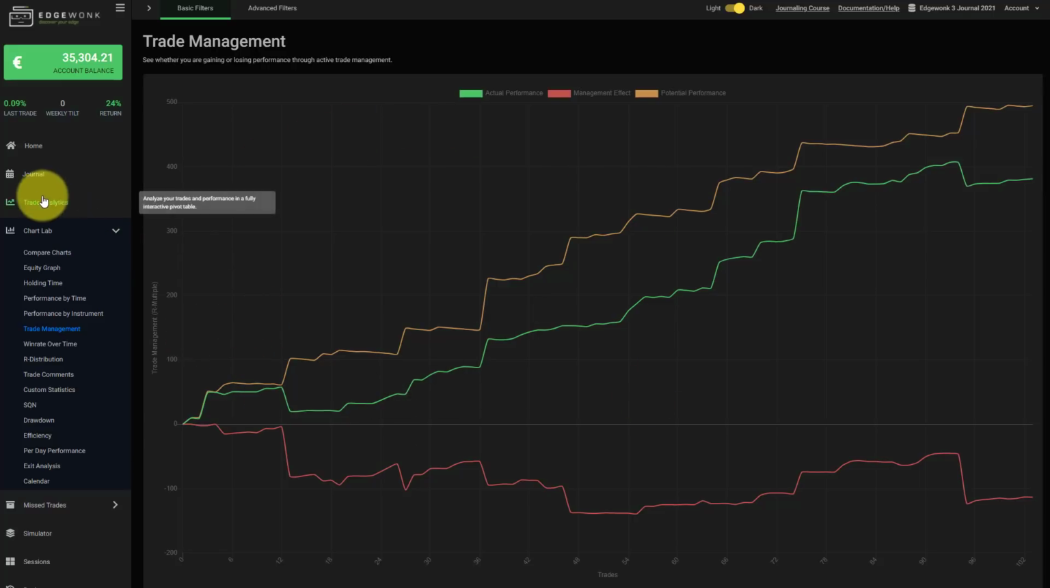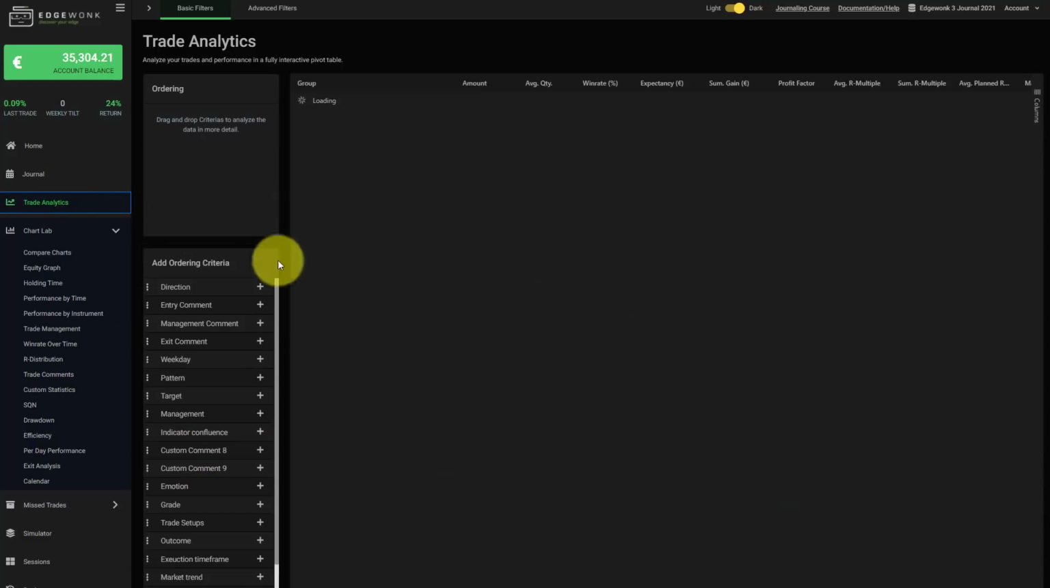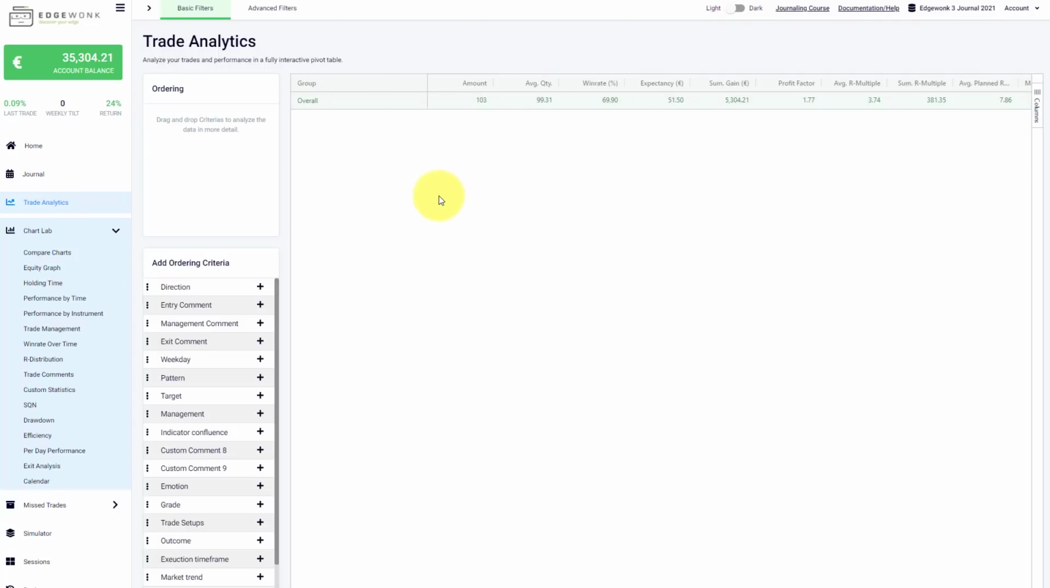And in Edgewonk, we have built this powerful tool called Trade Analytics, which is super interactive, and we can really dig into our trading performance. By the way, Edgewonk also has a light theme, so let's use that for this point. And what we have here is basically a table breakdown of your complete trading performance. And even better, you can break it down by anything that you could imagine.